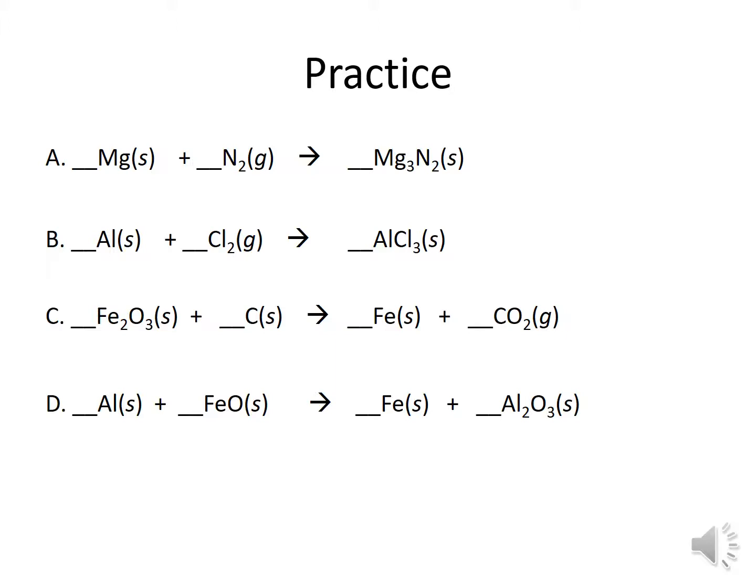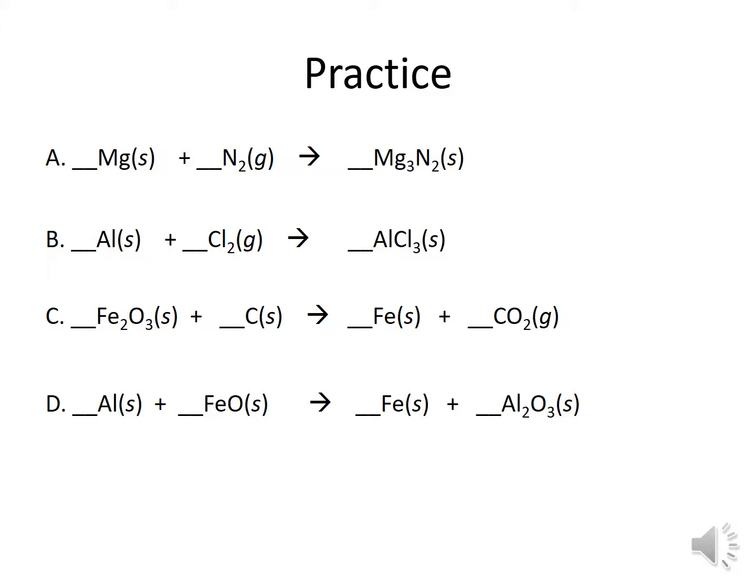Letter B has 1 aluminum and 1 aluminum, but it has 2 chlorines on the left and 3 on the right. The least common multiple of 2 and 3 is 6, so that means I need to put a 3 coefficient in front of the Cl2 on the left and a 2 coefficient in front of the AlCl3 on the right. That balances the chlorines, but it does throw off the balance that we previously had for aluminum. We now have 2 aluminums on the right and only 1 on the left, so a 2 in front of the aluminum on the left would be appropriate.